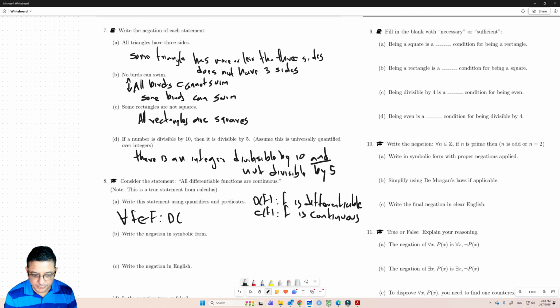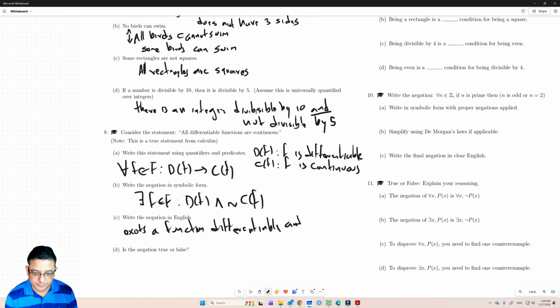Now, writing the negation in English will be: there exists a function that is differentiable and not continuous. So is the negation true or false? Well, because this is a true statement from calculus, all differentiable functions are continuous, of course the negation will be false.